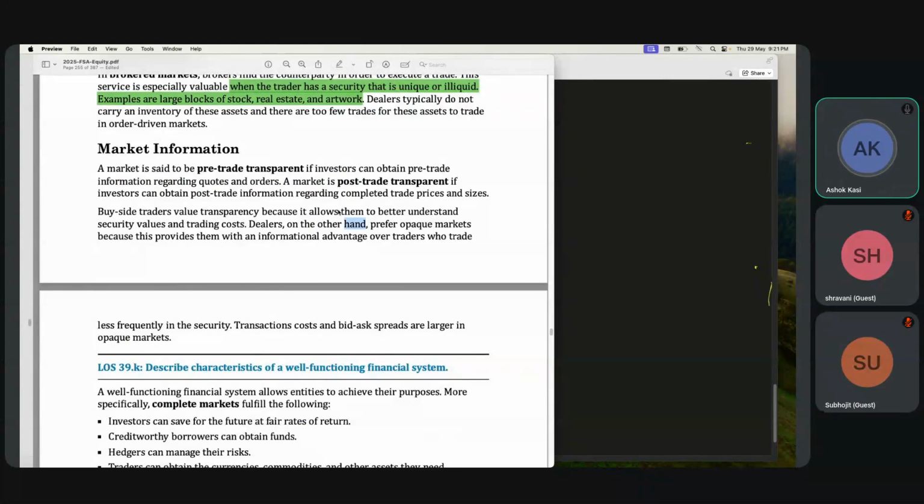Then all this you can ignore, it doesn't matter. Pre-trade transparent, post-trade transparent, doesn't matter. Post-trade transparent means investors can obtain post-trade information regarding completed trade prices and sizes. Pre-trade transparent means before the trade itself, investors can obtain pre-trade information regarding quotes and orders. That means before the trade itself you are getting the information, and here after the trade you are getting the information. That is basic stuff.